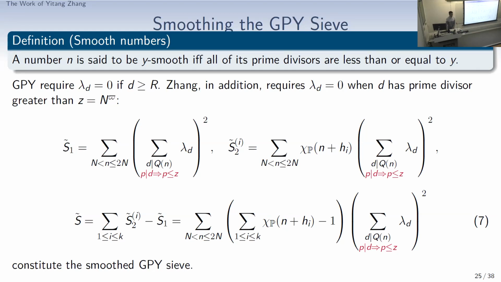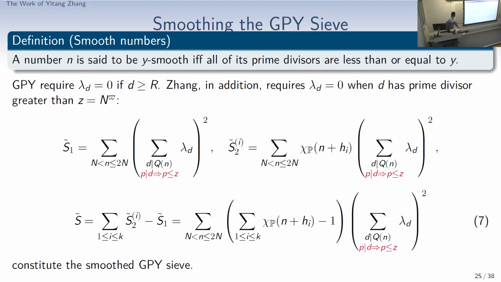So what do we mean by P dividing D? P divides D implies P is less than or equal to z, which means that when P is greater than z, P will not divide D. And that means D does not have prime divisors that are greater than z. Oh, right, so D is a z-smooth number.